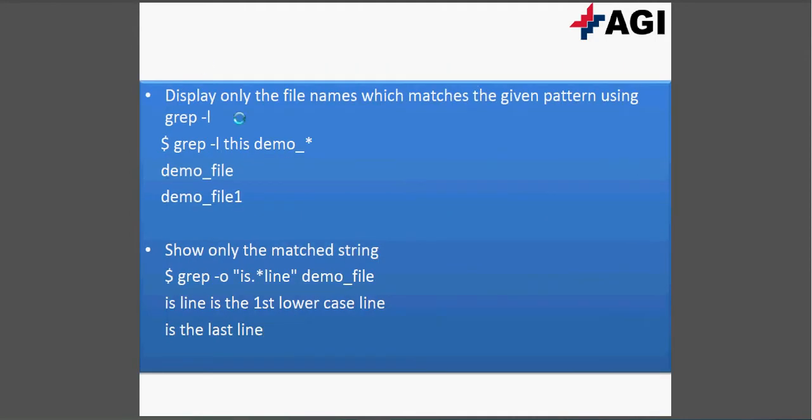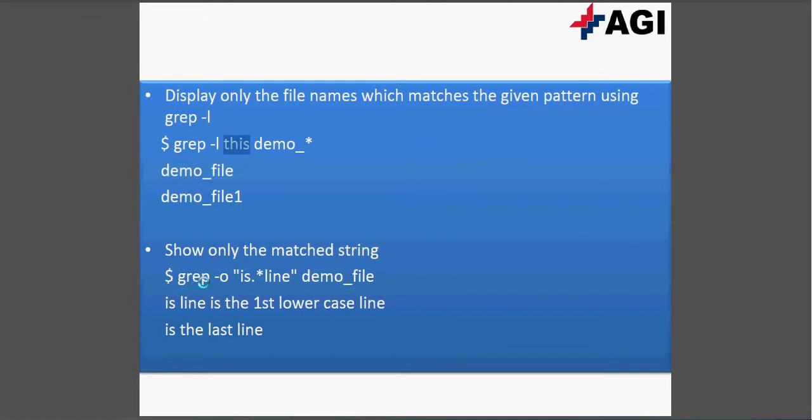And I can use grep to display only the file names which match a given pattern. So for that I use the option -l. So here it has displayed all the files which contain the pattern, that is the word this.